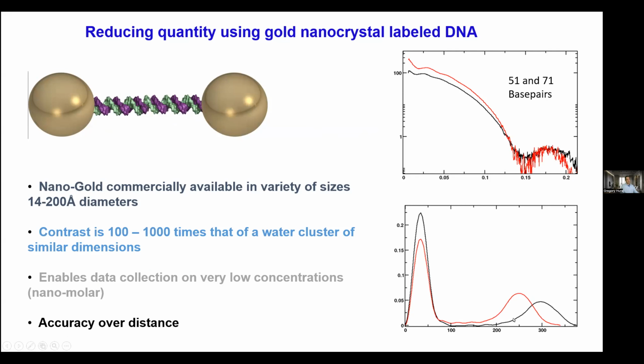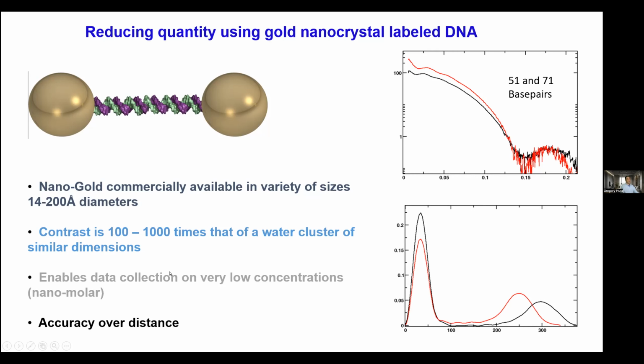And so here, the 51 base pairs has a peak at 250 angstroms apart, and then the 71 base pairs has a peak at 300 angstroms apart. The 300 angstrom peak is a little bit wider just because there's more flexibility in the DNA, etc. So these are the kinds of details you can pick out. The best part about it, and the reason we're doing something this complicated, putting gold on, is that you can get up to 10,000 times the signal.